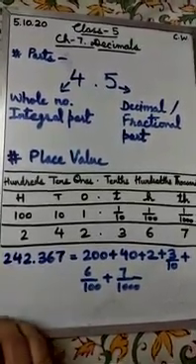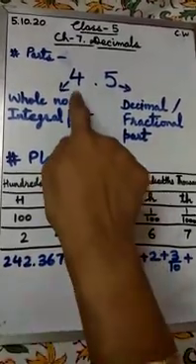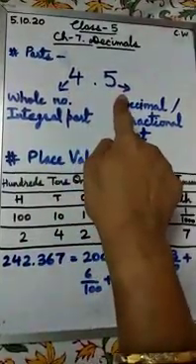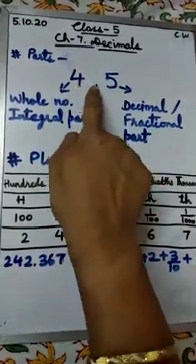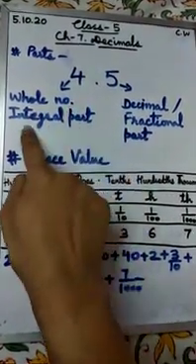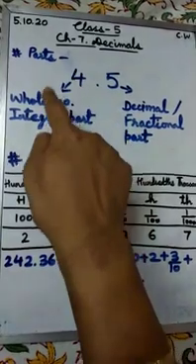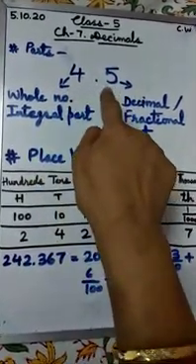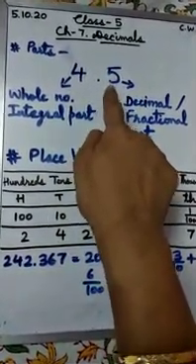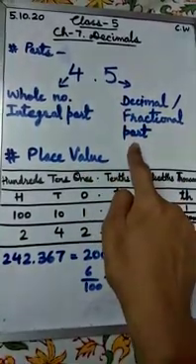So, there are parts of a decimal number. This is a decimal number, 4.5. So, what are the parts? The first part before the decimal is called the whole number or integral part. This shows a whole object. After the decimal point is the decimal or fractional part.